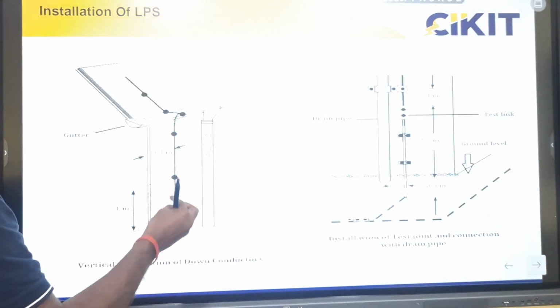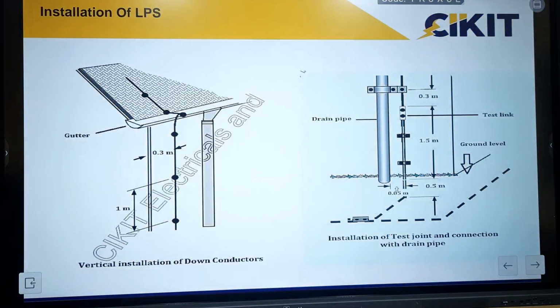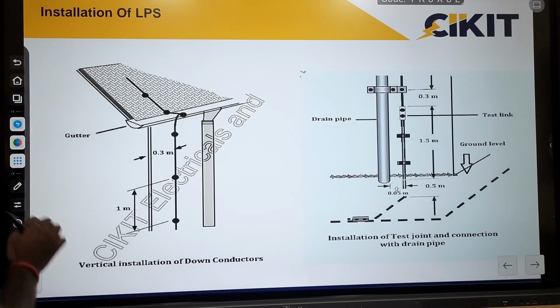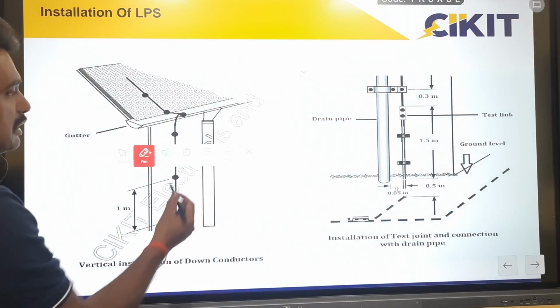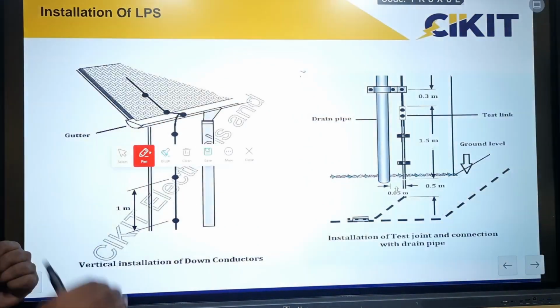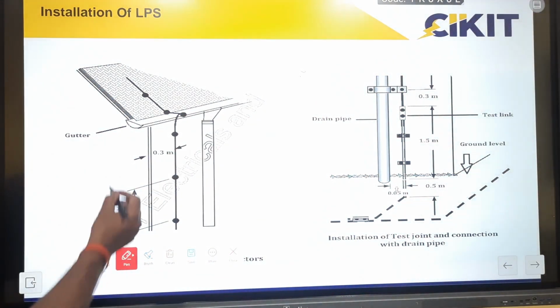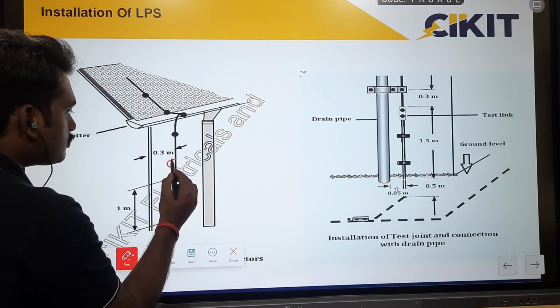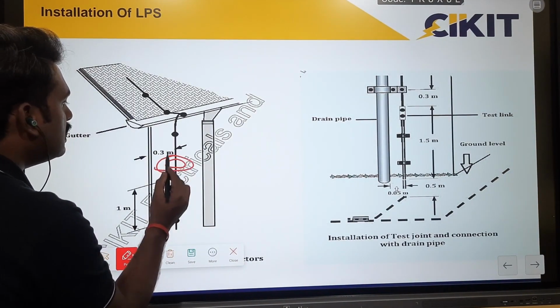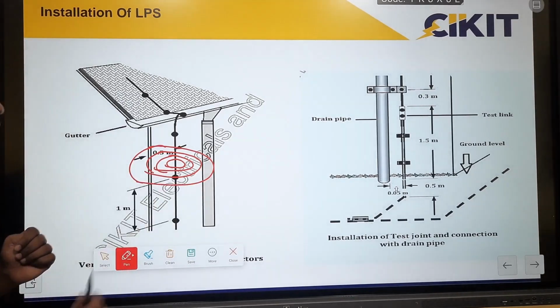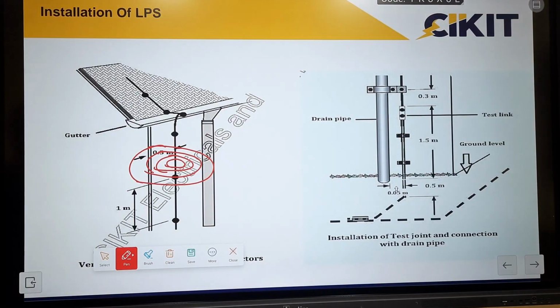So these are some of the parameters that have to be considered while installing this down conductor. And one more thing is, while laying the down conductors, any power line or data line should not run in parallel to them, because during lightning conditions, if any lightning current flows, then there will be electromagnetic induction. So we have explained about 4 sources of damages.